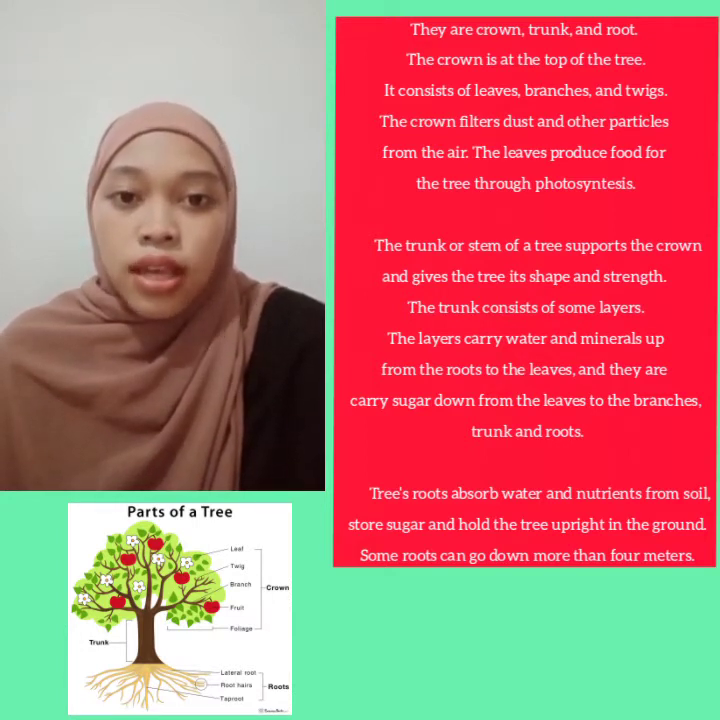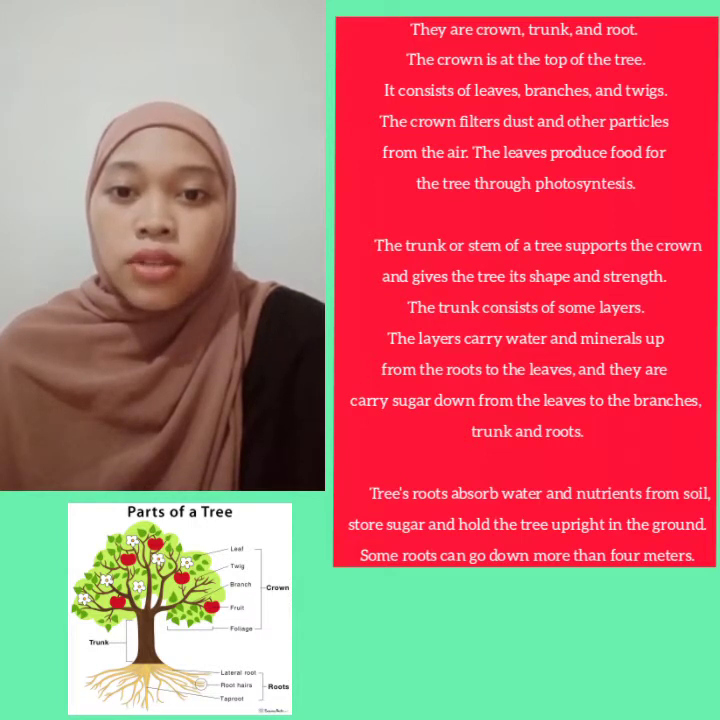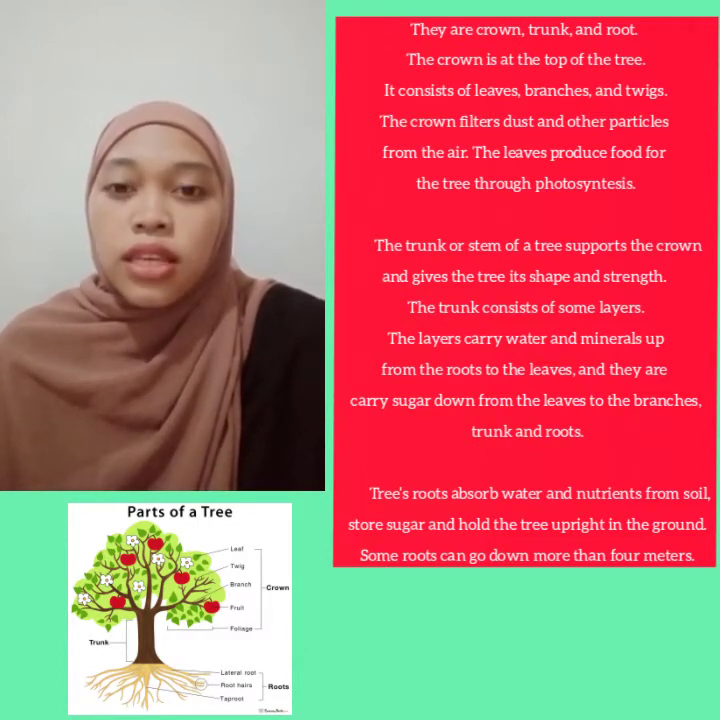The trunk or stem of a tree supports the crown and gives the tree its shape and strength. The trunk consists of some layers. The layers carry water and minerals up from the roots to the leaves, and they also carry sugar down from the leaves to the branches, trunk, and roots. Tree roots absorb water and nutrients from soil, store sugar, and hold the tree upright in the ground. Some roots can go down more than 4 meters.